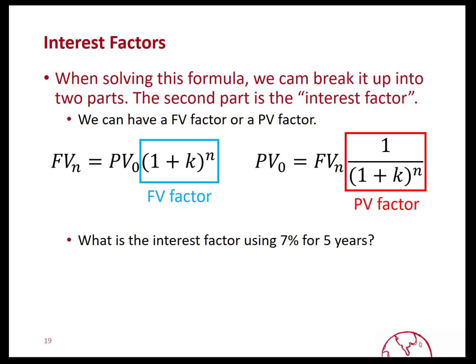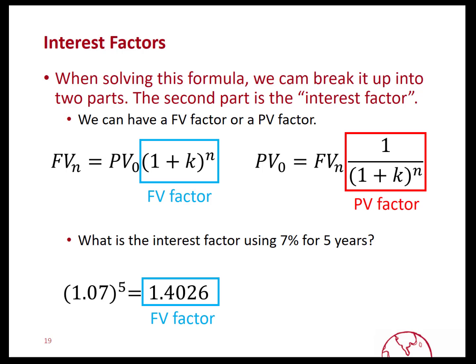So let's take a look. What is the interest factor using 7% over 5 years? We're going to calculate assuming the future value and then the present value. Well, with the future value, you can see that 1 plus the interest rate of 7% compounded for 5 years would be worth 1.4026. That is the factor. Another way of thinking about this is, what would $1 be worth in 5 years if you earn 7% per year, compounded annually? It's going to be worth $1.40.